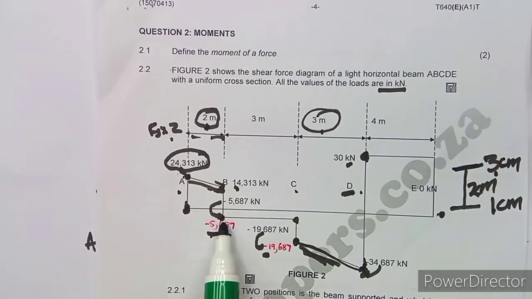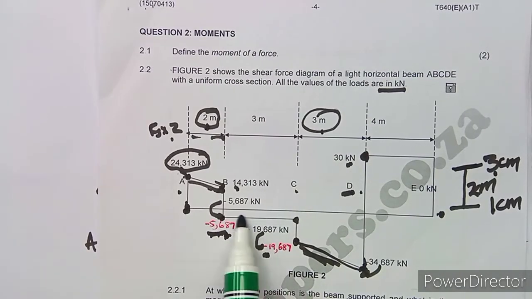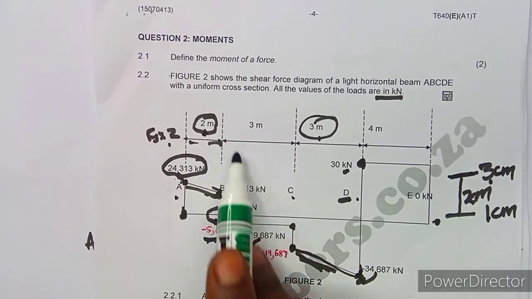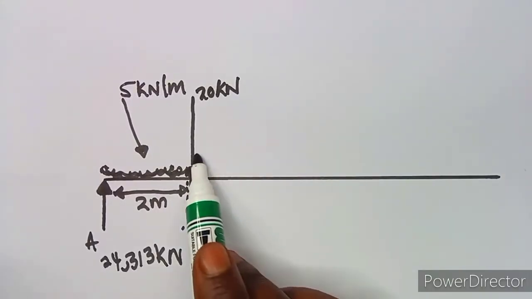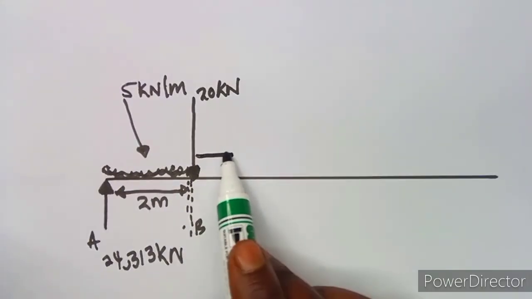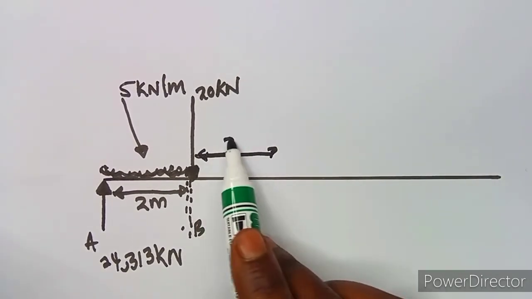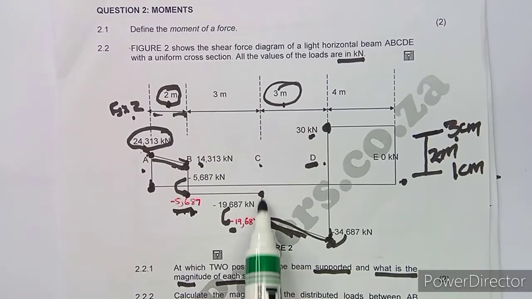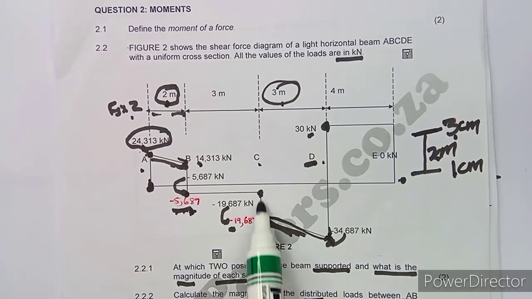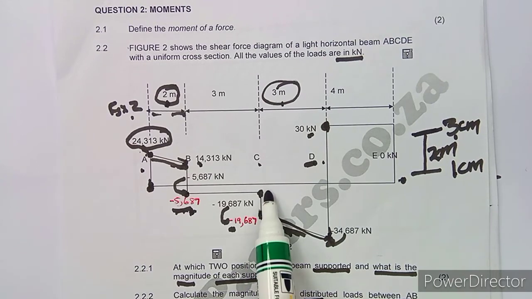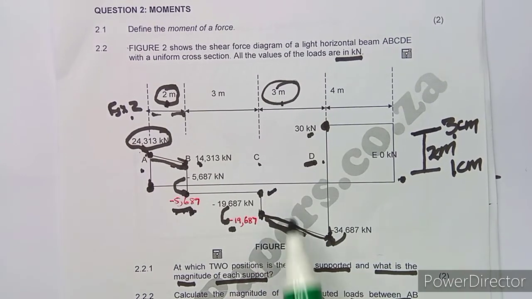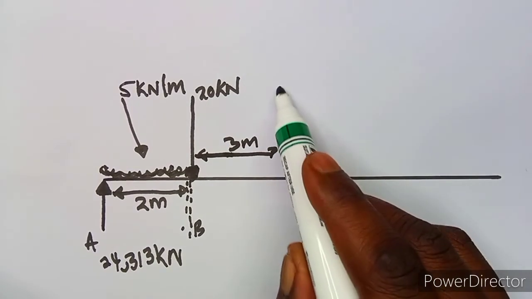Then from B, as you can see, there's a distance between B and C. There's a distance of 3 meters. You can indicate it even on top or even downwards, no problem. 3 meters like this. And at C, to find the magnitude of that one, we are going to do the same. We subtract this one minus this one. You find the difference between the two.